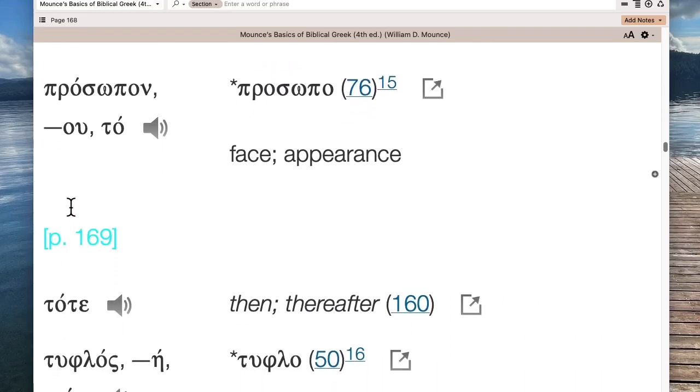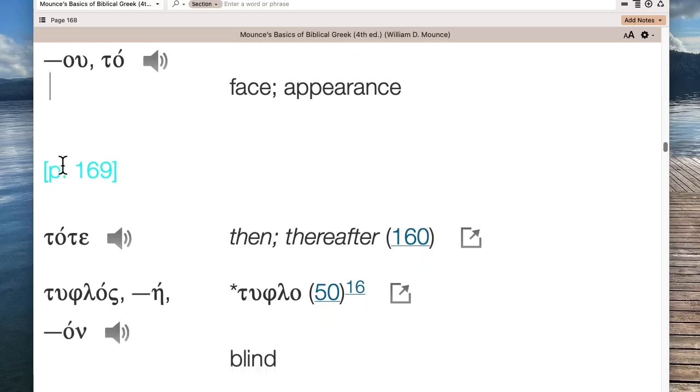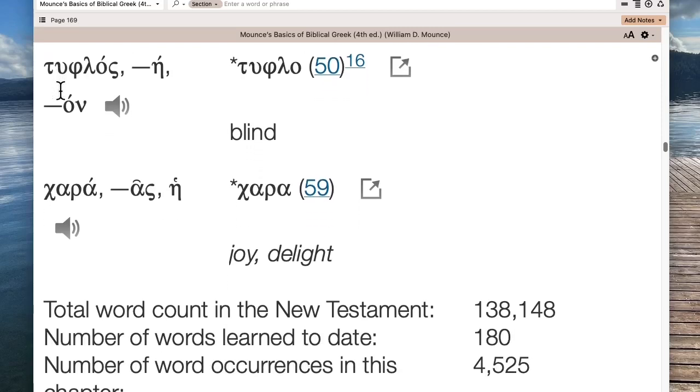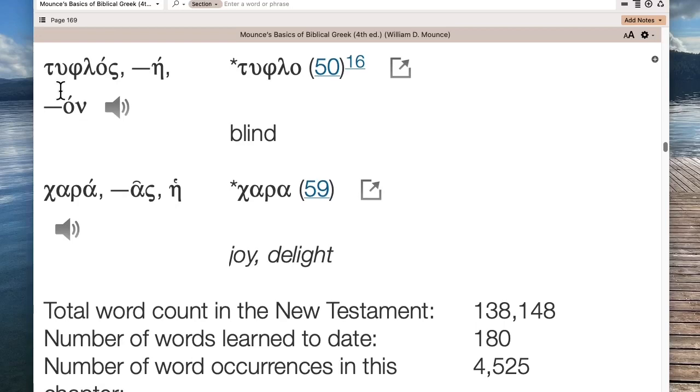Continuing on, prosopon. Notice it's a second declension neuter because the definite article is to. Prosopon, it means face or appearance. Continuing on, tote, it means then or thereafter. Then we have another noun here. Technically, it is an adjective, blind, but it can function substantively as a noun. Tuphlos, tuphle, and tuphlon, blind.